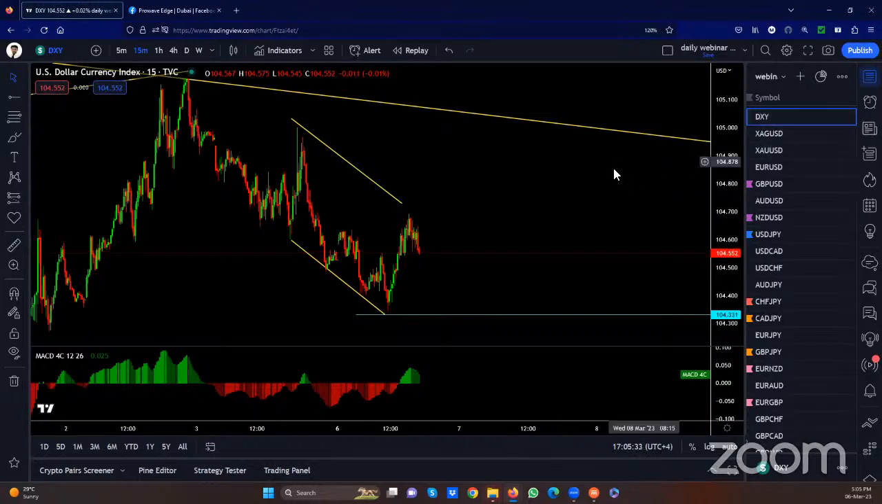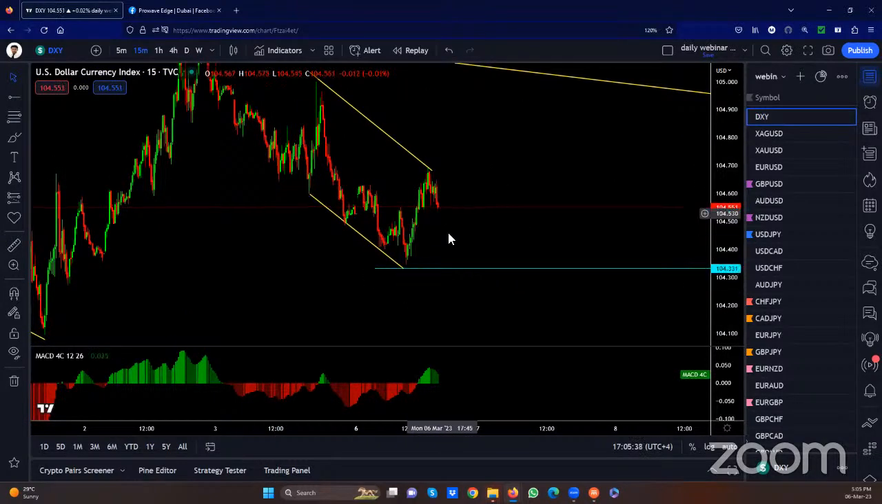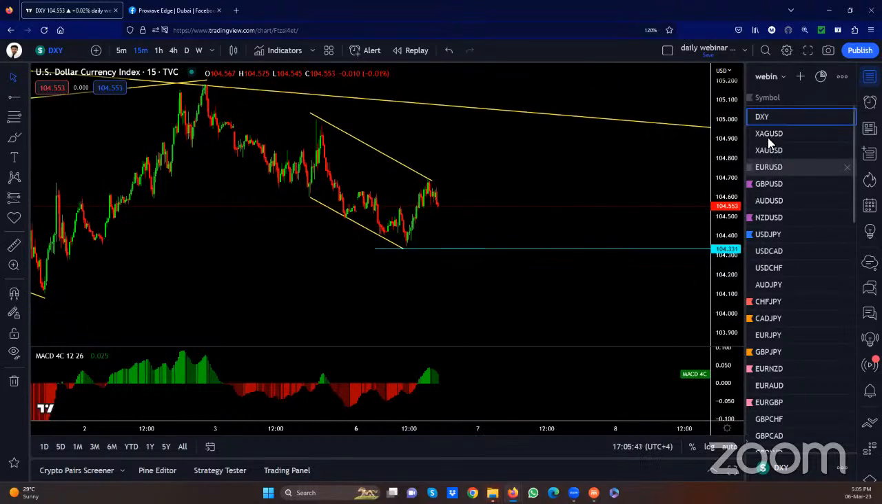So let's go. Dollar index. I'll go through everything again. Like I said, we will treat this as a running flat. The entry order should be here. This is a sell setup if you want.